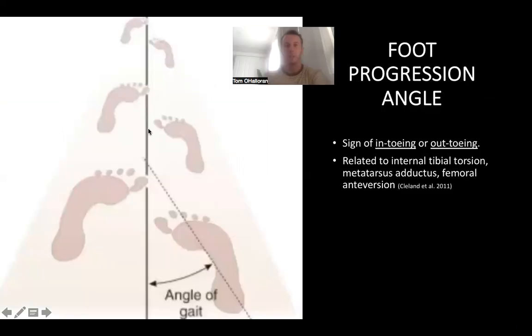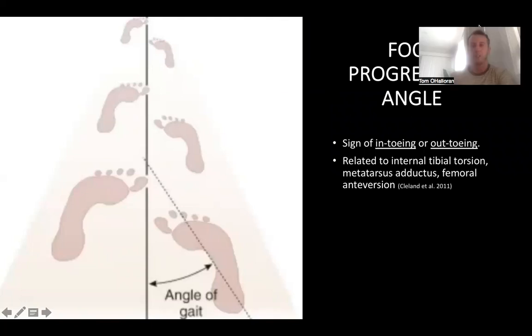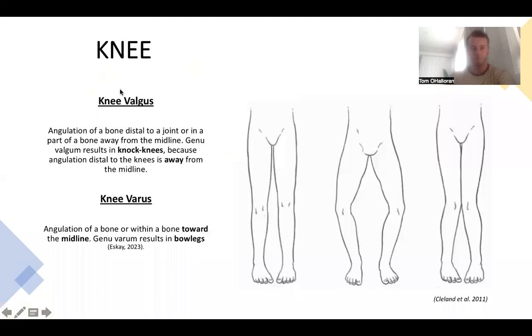Foot progression angle. So this is just that, we look at this in running as well. So they've got that in-toeing or that kind of real out-toeing position as well. So in-toeing could be a whole lot of different things. It could be internal tibial torsion, that metatarsus adductus as well, particularly in young kids, or femoral anteversion. So they're kind of the areas where we're looking at someone's getting rotation from to promote that increased foot progression angle.